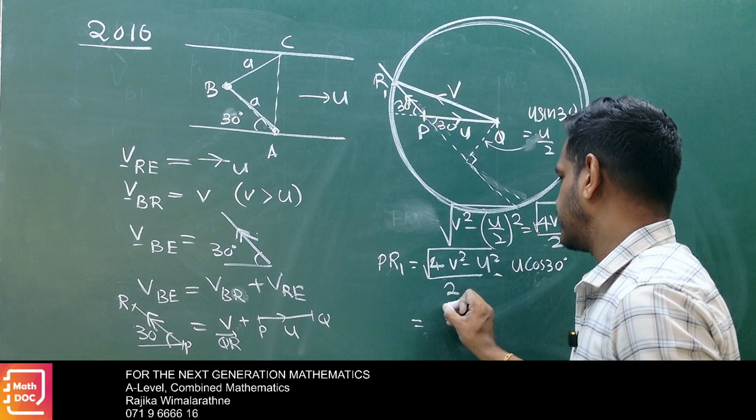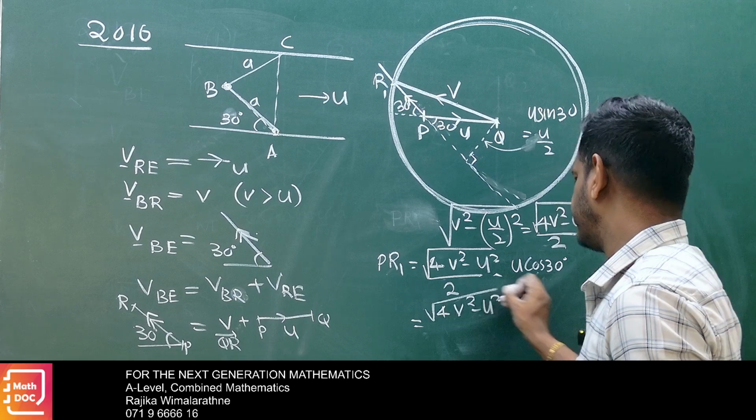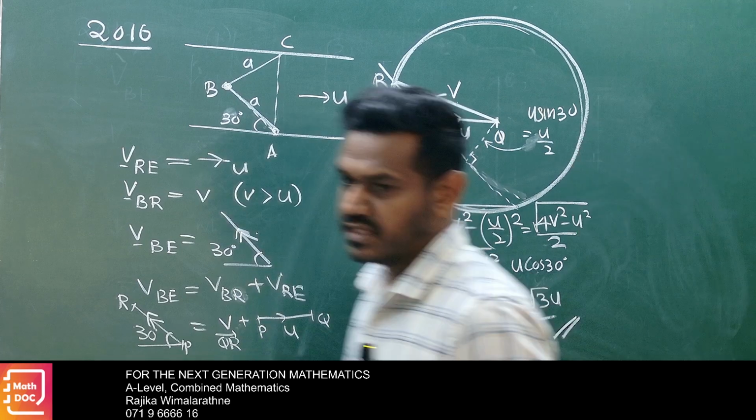Then take this one. Root of V squared minus U squared, divided by 2, minus U cos 30. Then root of V squared minus U squared, minus root 3 U, divided by 2. That's the value.